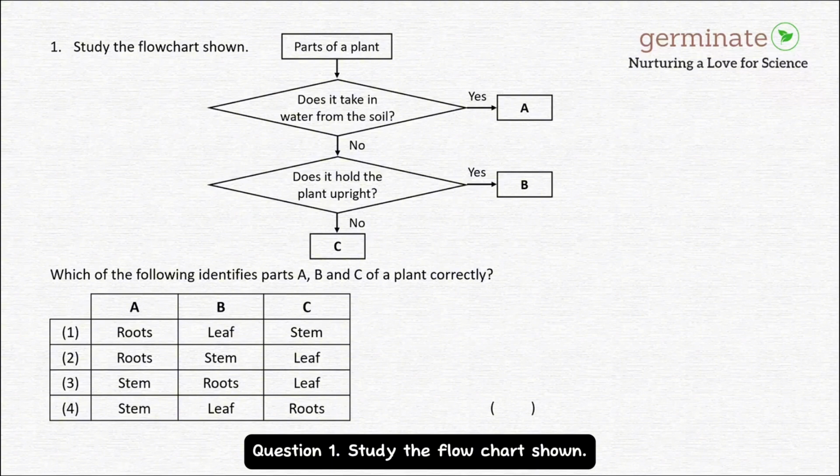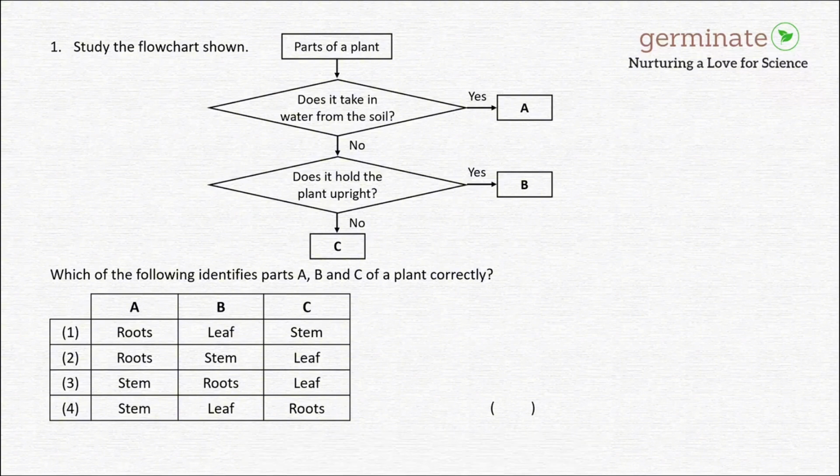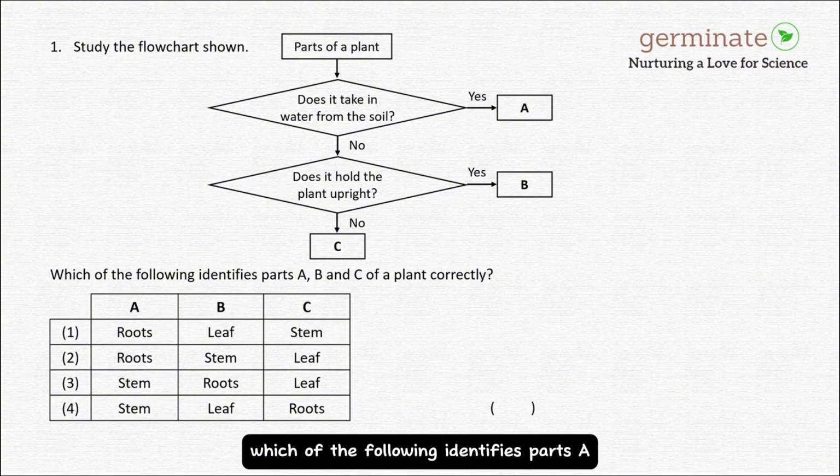Question 1. Study the flowchart shown. The question is asking which of the following identifies parts A, B, and C of a plant correctly. Before we take a look at the options, let's look at the flowchart first.